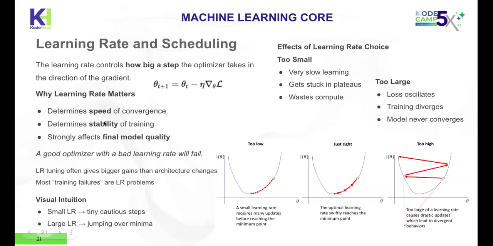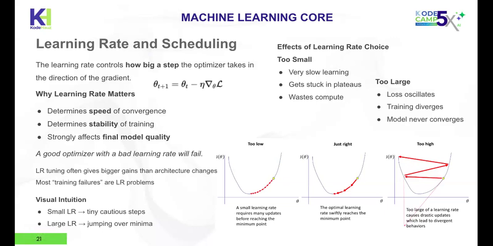So again, learning rate determines speed of convergence, very important. It also determines the stability of training, and it also strongly affects your final model quality, right? You can have a good optimizer, but if you choose a wrong or bad learning rate, it will fail. So it is very important. This is the most important hyperparameter in training neural networks. A good optimizer with a bad learning rate will fail. Let me say it again. Learning rate tuning often gives bigger gains rather than just changing architecture.